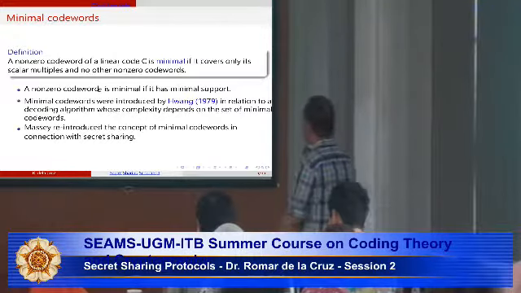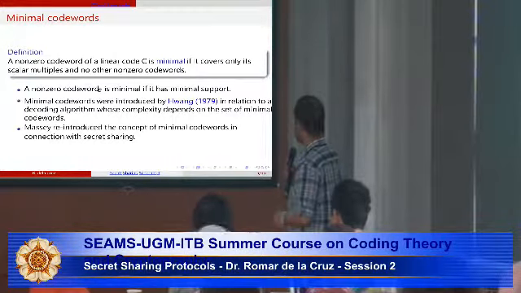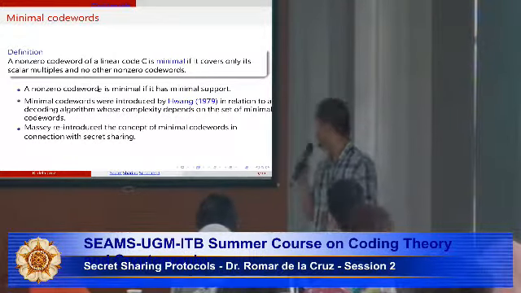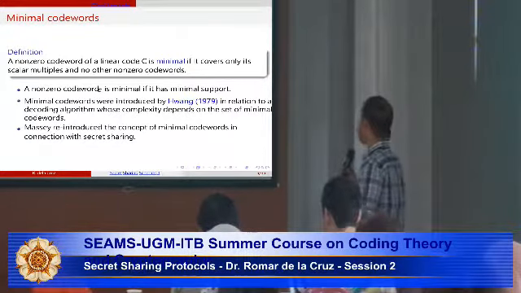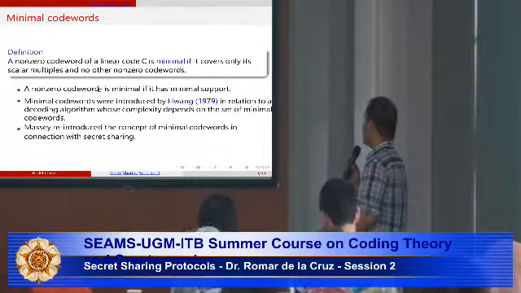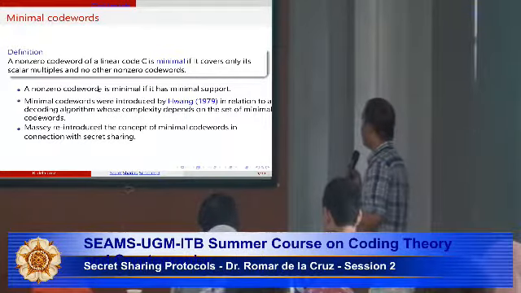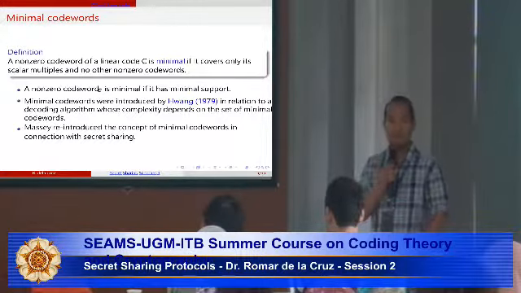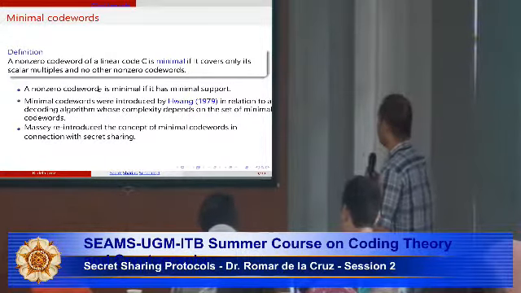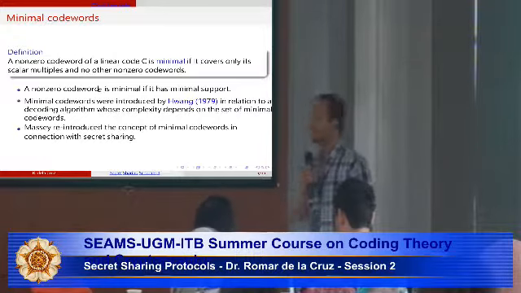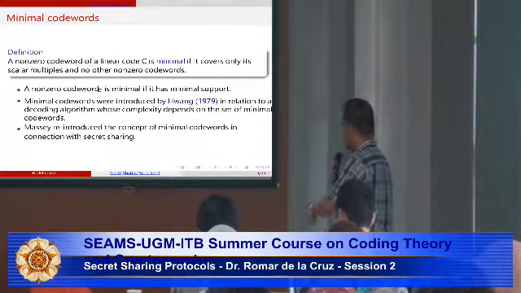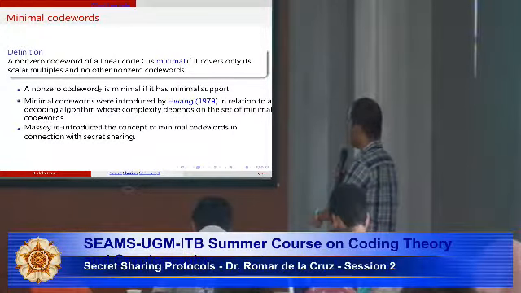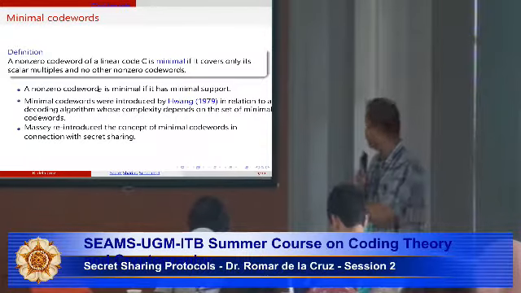So for examples of minimal code words, let's consider this binary linear code C with this generator matrix. We can list down the code words, and then the minimal code words are these three. You can check that these are the minimal supports. There is no other non-zero code word that is a proper subset of the supports of these code words.